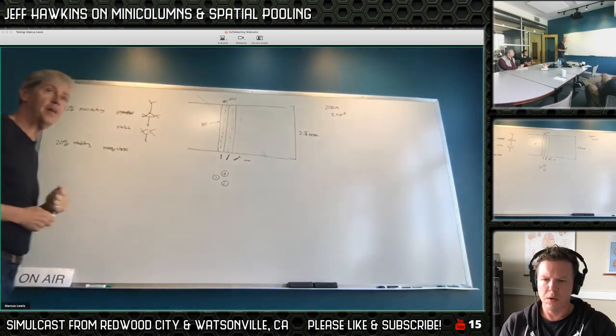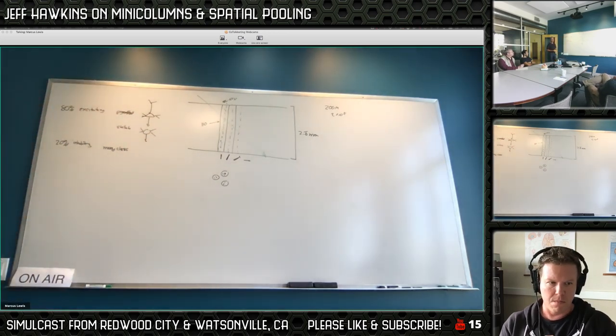You're saying twice as many cells per minicolumn, right? Twice as many cells per minicolumn, yeah. Or for any area in V1.